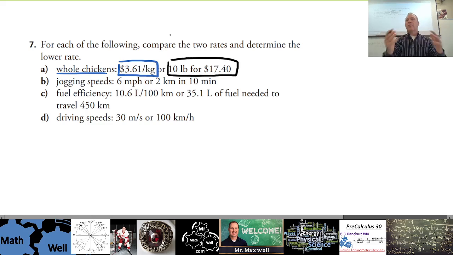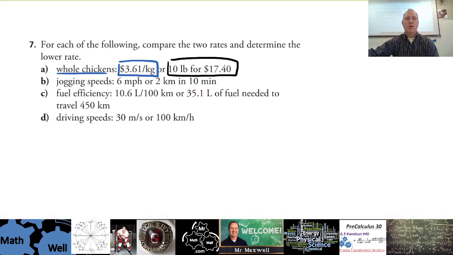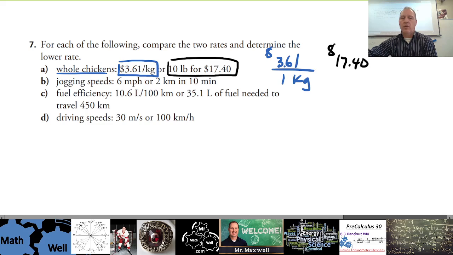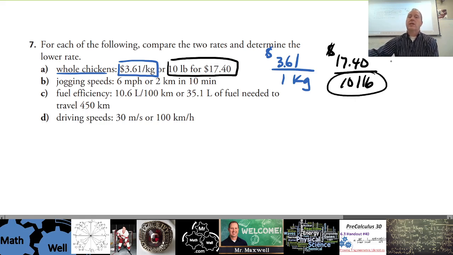So in order to compare rates, we need to have the same units, right? So in blue, the whole chicken per kilogram, that's $3.61 per 1 kilogram. I would like to get the other one into the same units if I could. So I do have $17.40 per 10 pounds. So this 10 pounds is a problem. I want to convert that to kilograms.